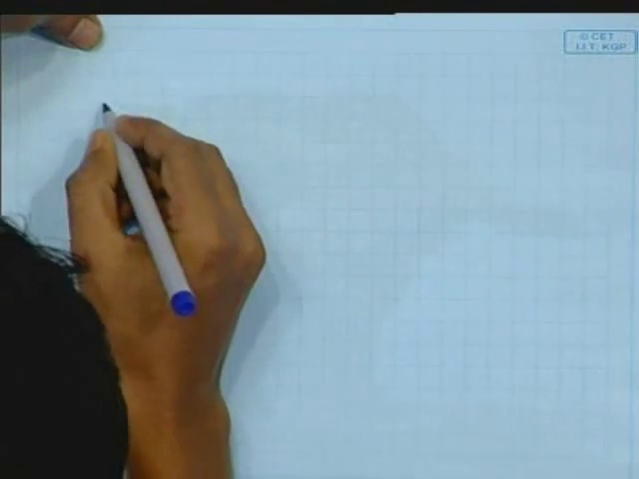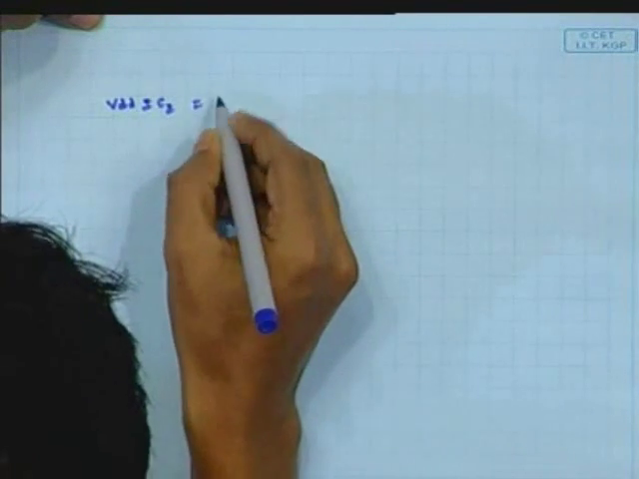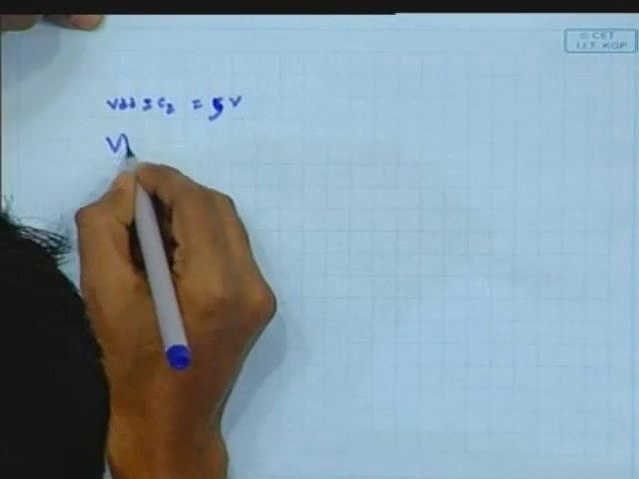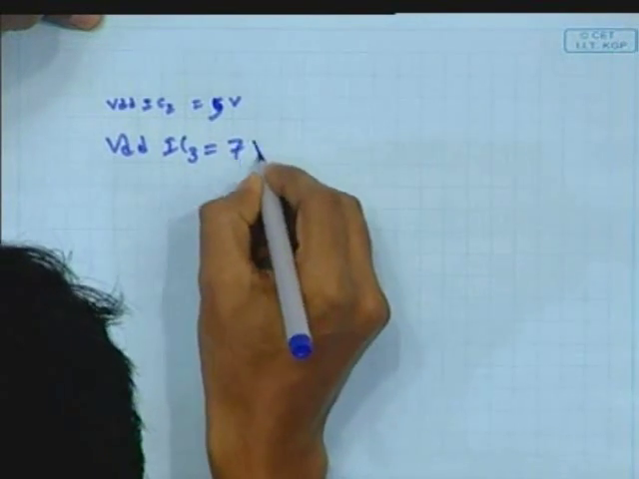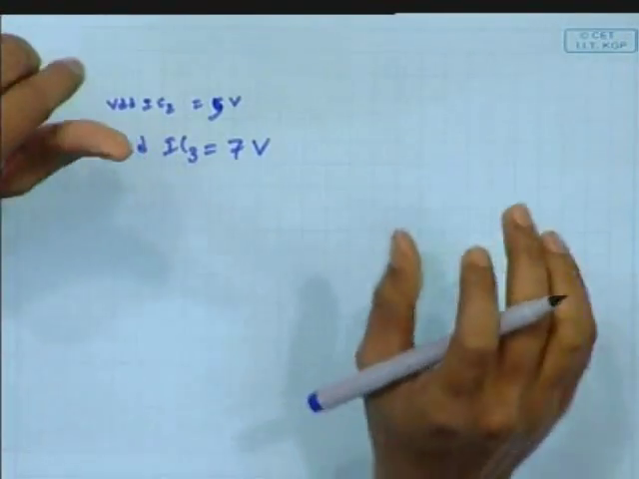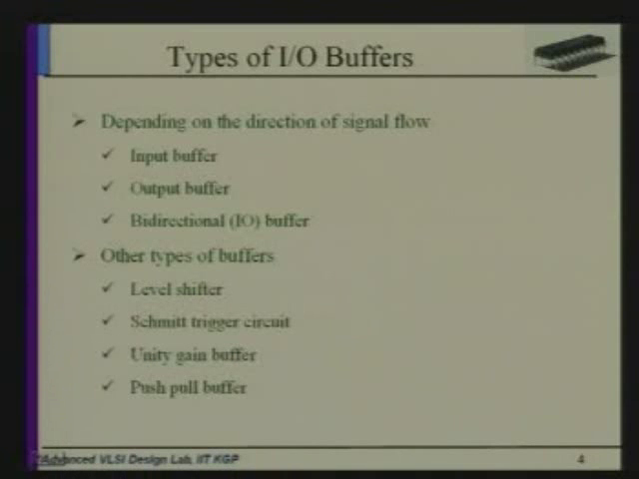Now consider the circuit here: this VDD for IC2, consider 5 volt, and VDD for IC3, consider 7 volt. Now I first consider a simple push-pull kind of buffer, right? Here I mentioned level shifter, Schmitt trigger, then unity gain buffer, push-pull buffer. First I will tell the simple push-pull kind of buffer, right?